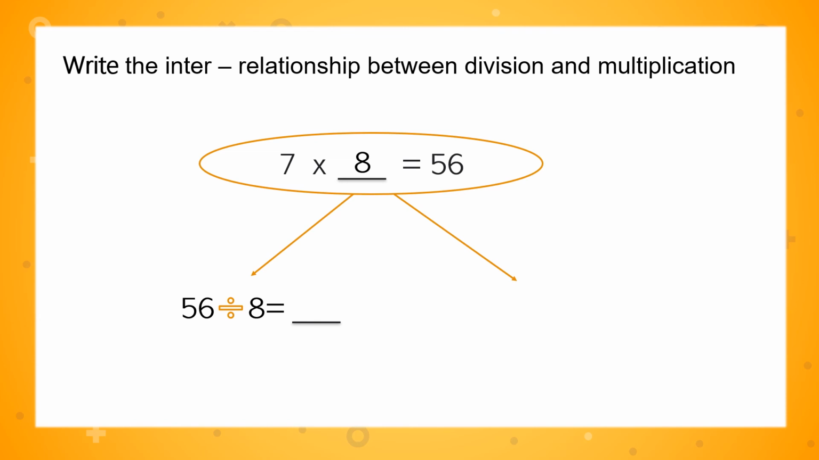So we got here the answer, that is our quotient, 7, because 8 sevens are 56.